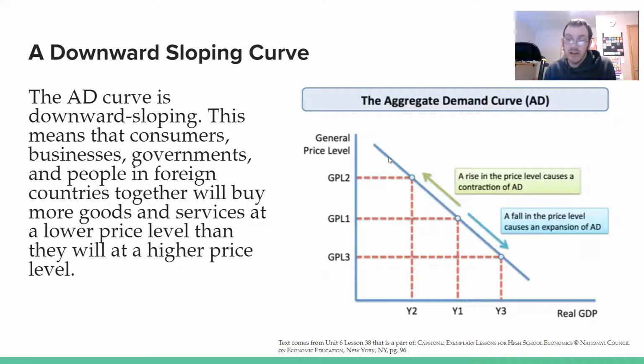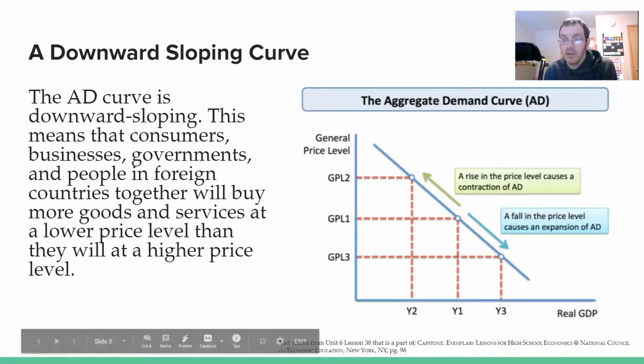As price level increases, people have less money. There's less money in banks being saved for loans. You can't get as many loans, and it kind of snowballs so that you have less real GDP, domestic products being produced.